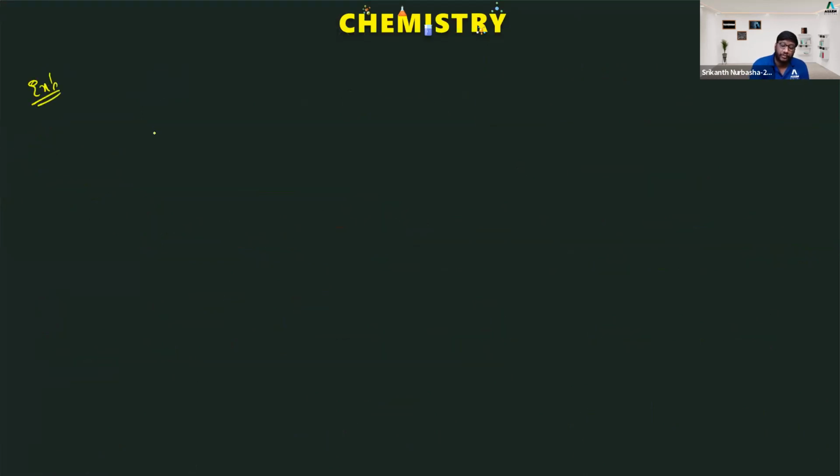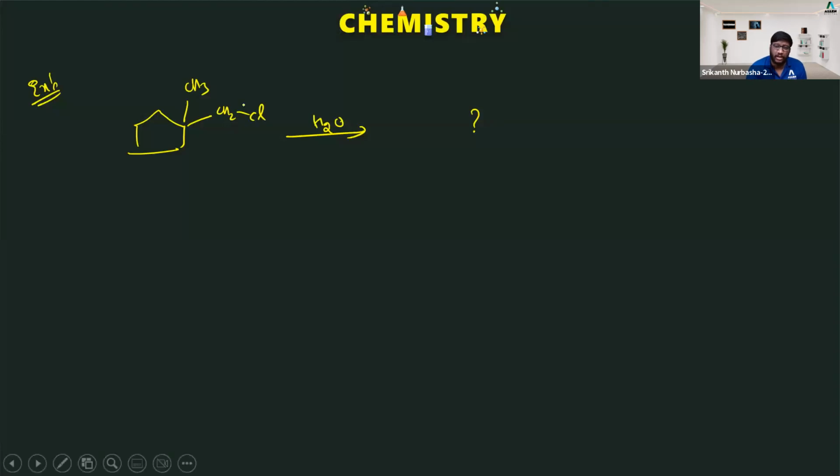Example, we can take this type of alkyl halide, let us say. Treat this with H2O. What will you get? What type of alkyl halide is it, secondary or tertiary? Let us take CH2CH3 and CH2Cl. So what type of alkyl halide is it? The carbon is connected with only one carbon atom. It is a primary alkyl halide.